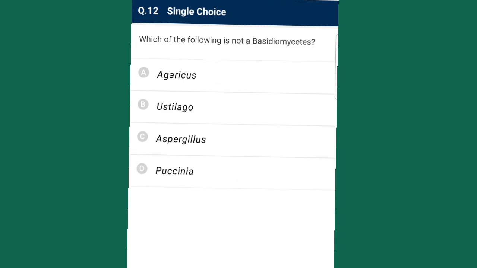Question number 12. Which of the following is not a basidiomycete? Aspergillus is a member of Ascomycetes, which is commonly called sac fungi. Agaricus is commonly called mushroom. Ustilago is commonly called smut fungi. Puccinia is commonly called rust fungi. So the answer is option C, Aspergillus.